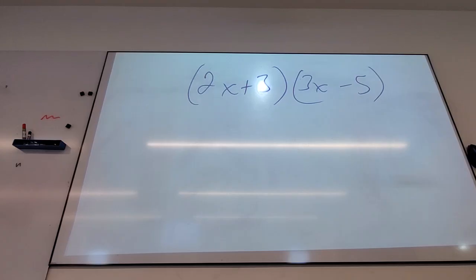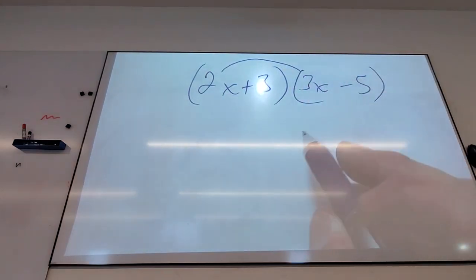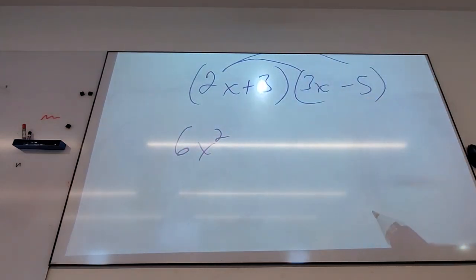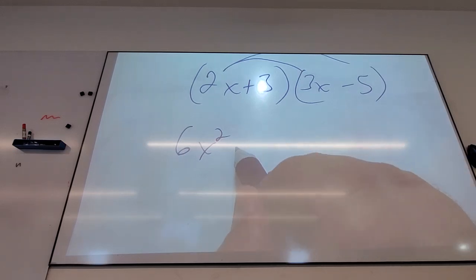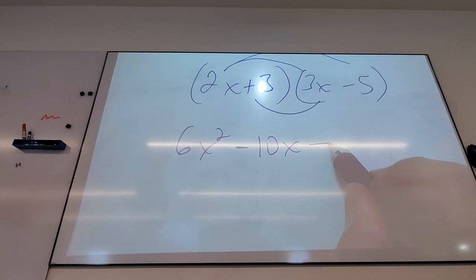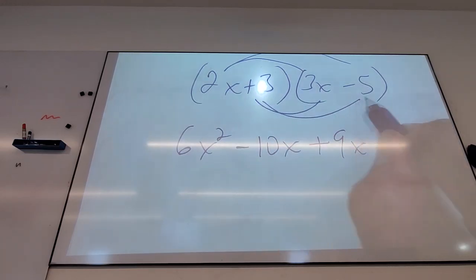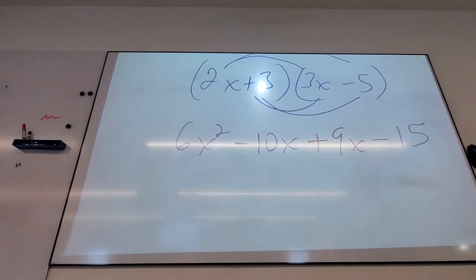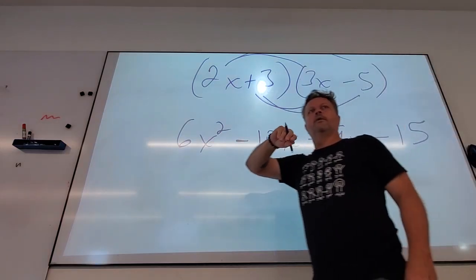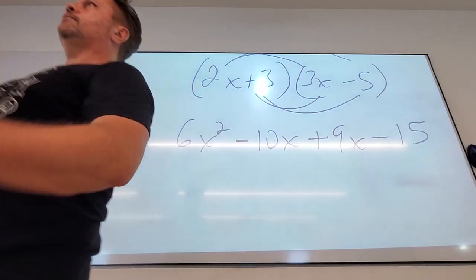Let's see. Okay. So 2x times 3x, 6x squared. 2x times negative 5, negative 10x. 3 times 3x, 9x, and then 3 times negative 5. Now, I can combine the middle terms, correct? Do it, it's fine, but notice this.